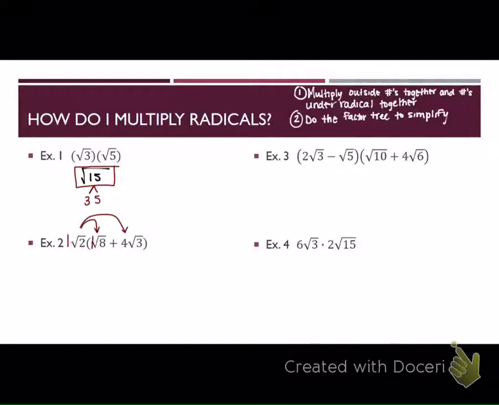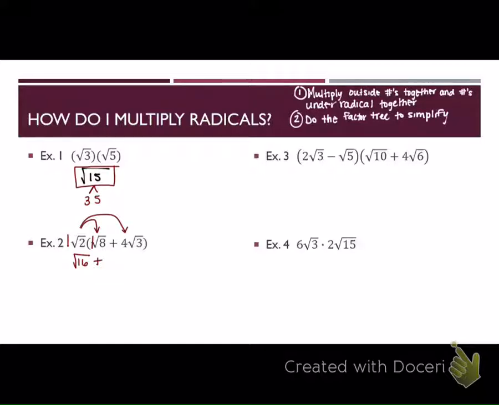So we first do the square root of 2 times the square root of 8. Logan, what's the square root of 2 times the square root of 8? Okay, then we do the square root of 2 times 4 square root of 3. Rob, what would the square root of 2 times 4 square root of 3 be?